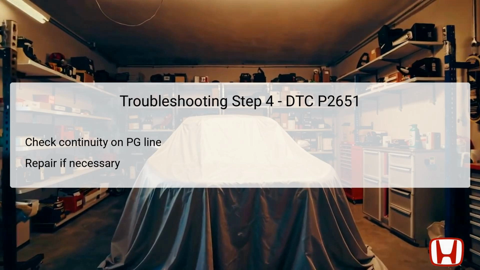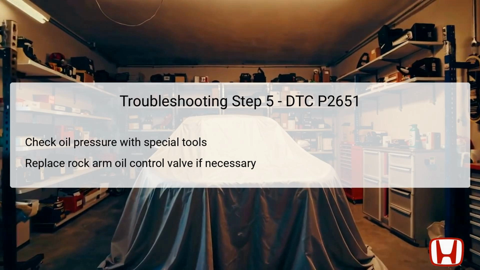If continuity is confirmed, you can proceed to the next step. If not, it indicates there's an open in the PG wiring and repairs would be required. This test is crucial because any disruption in the electrical connection can directly affect the performance of the rocker arm oil pressure switch. In step 5, the focus shifts to directly verifying the oil pressure of the VTEC system.